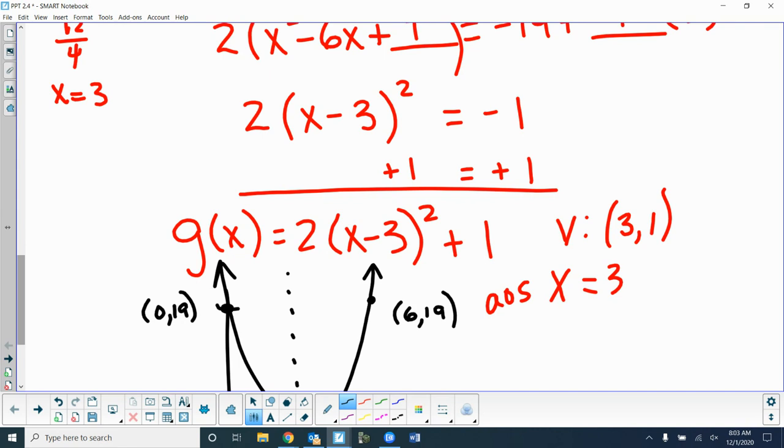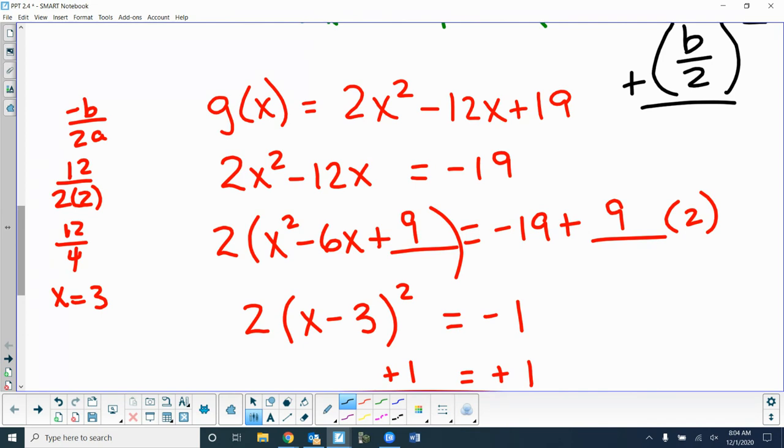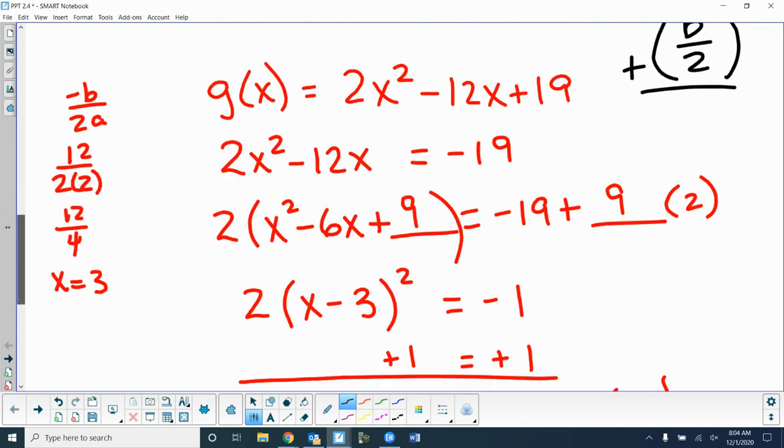What we call vertex form, which your book calls standard form. Okay, figure out the vertex. Your axis of symmetry goes right through the middle of the vertex. Find your y-intercept, and then go straight across. Remember, it opens up when A is positive. This was a positive 2. That's why it opened up. If A is negative, it opened down.